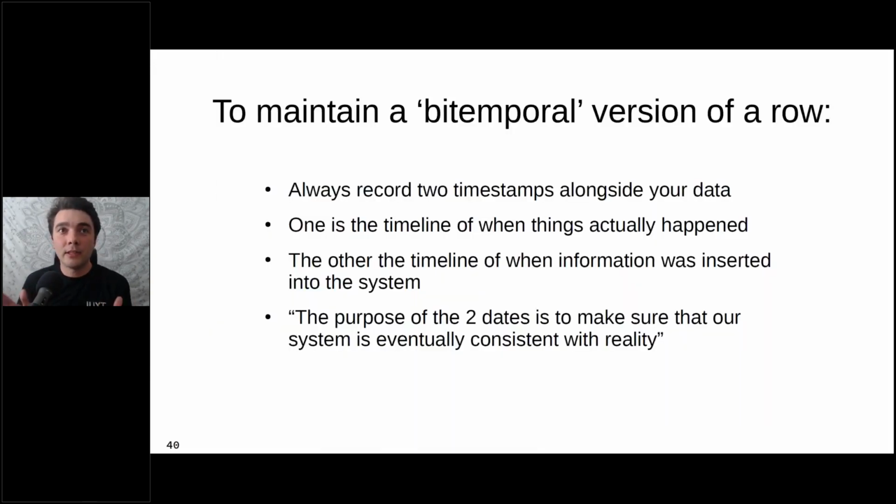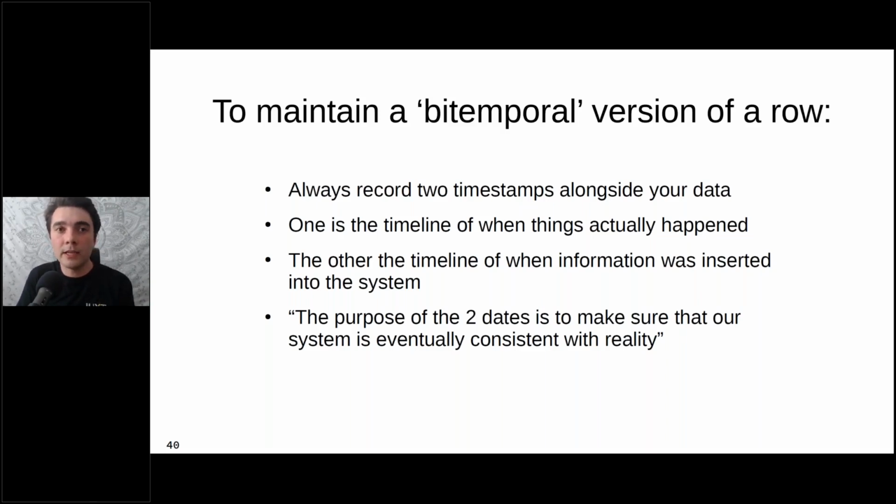But anyway, moving on. So the main takeaway that the bitemporal model has, if you remember nothing else, is to always record two timestamps along with your data. Of course, that's what the name means, but it's the meaning of those particular types of times that is important. One is the timeline of when things actually happened, and the other is the timeline of when information was inserted into the system. So these are orthogonal dimensions, which should be thought about separately, although bitemporality, of course, is bringing them together.